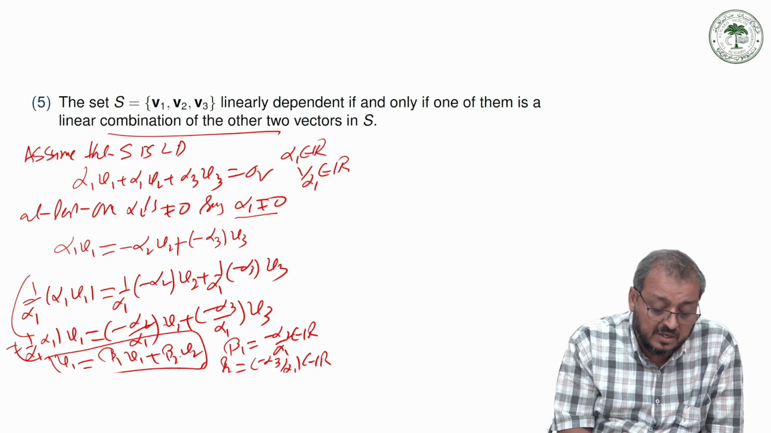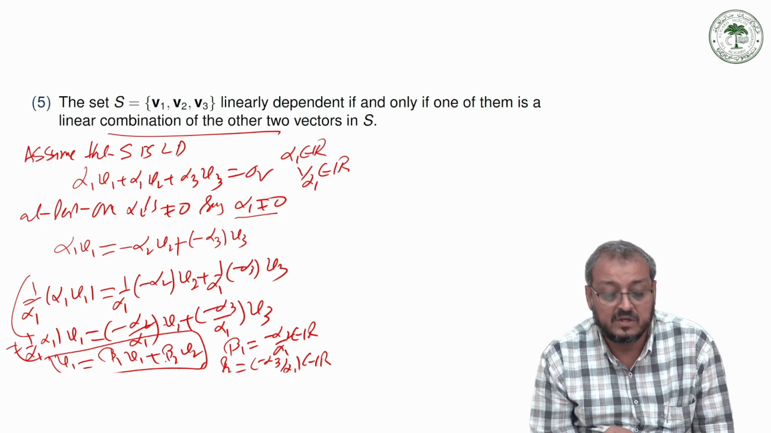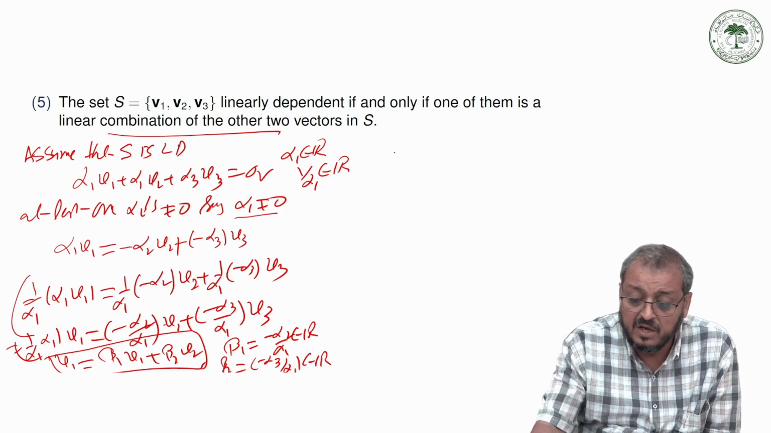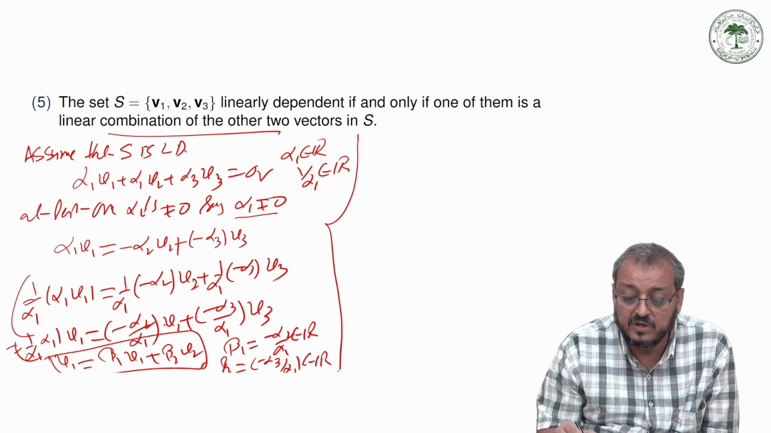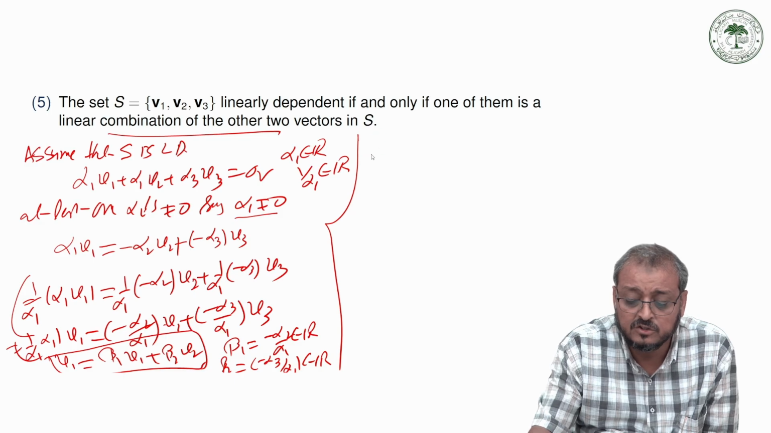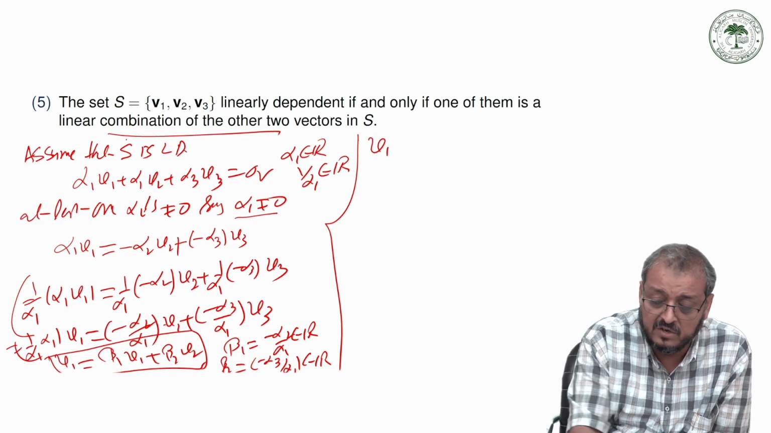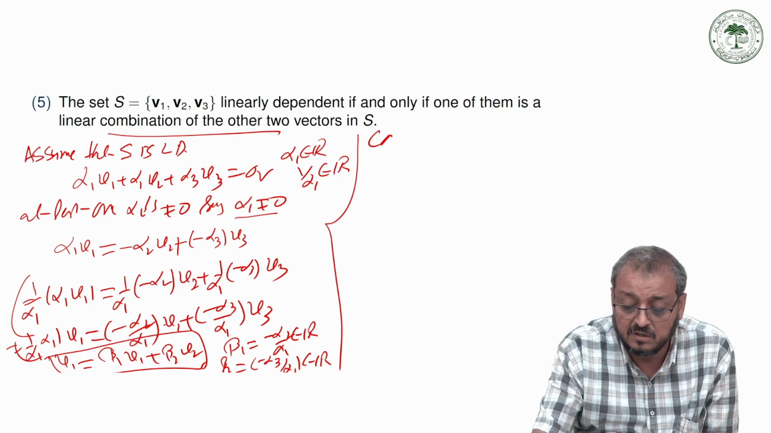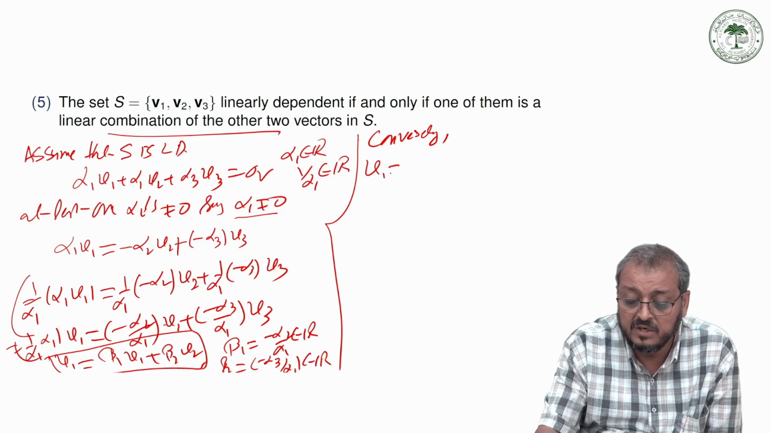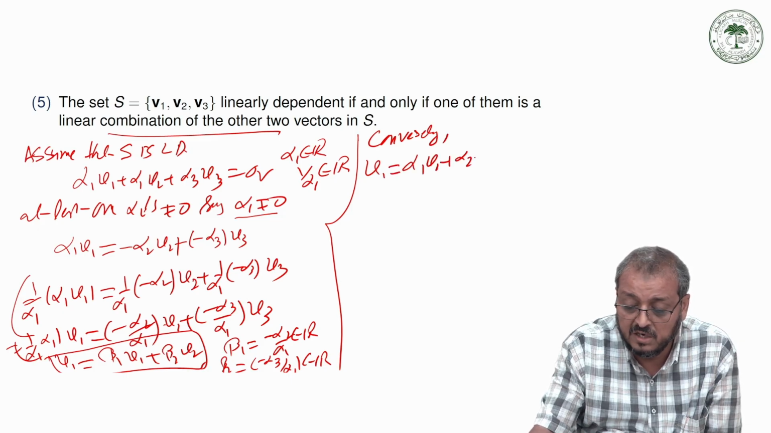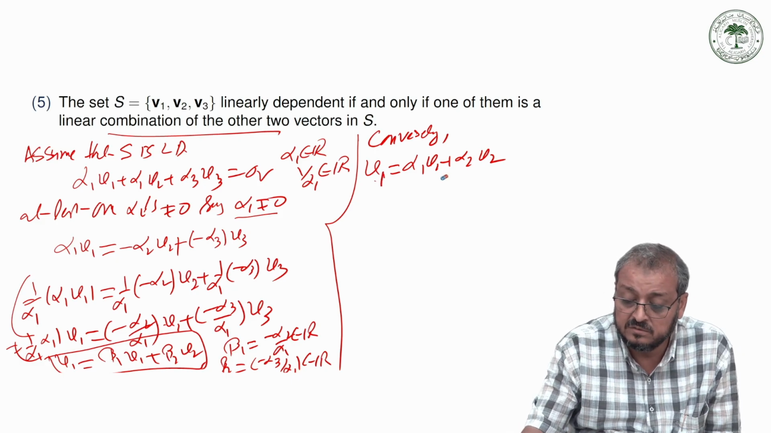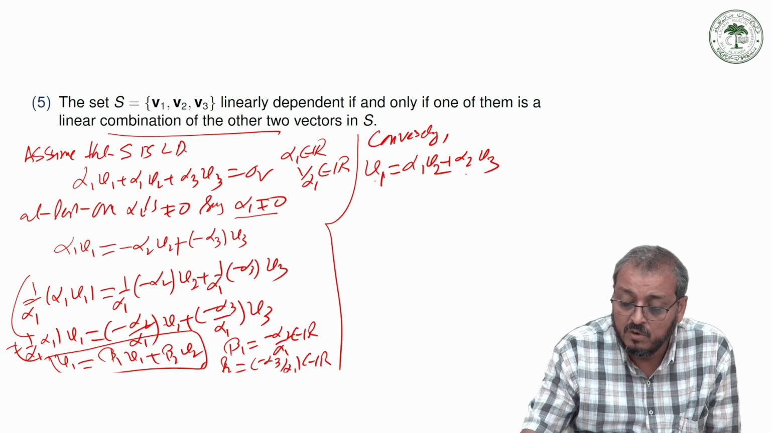If v1 can be written in this form, as one of these three vectors, this means that one of the vectors can be written as a linear combination of the other two vectors. Now the converse part. Conversely, assume that v1 can be written as alpha 1 v2 plus alpha 2 v3. So we have to show that v1 can be written as a linear combination of the other two vectors.